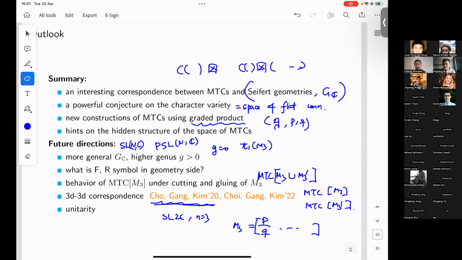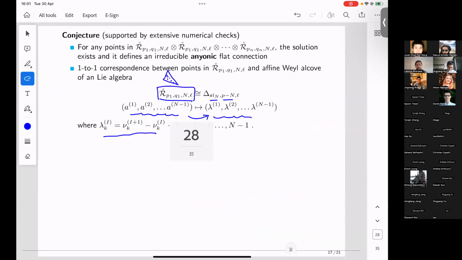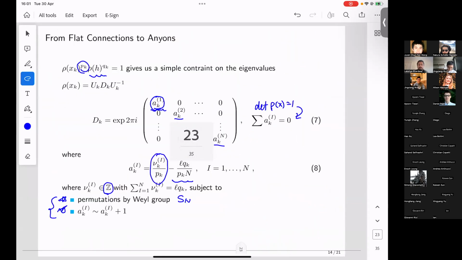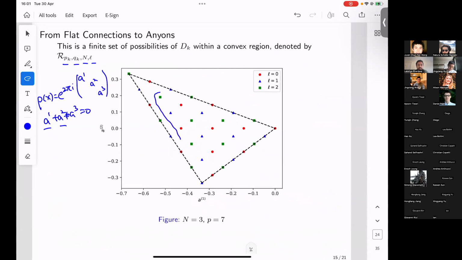Yeah, I can say something about non-semi-simple. We don't have a full picture yet, but the non-anionic part, so here, we're only looking at the interior of this region, because the boundary of this region is harder, and the proposal is that they correspond to non-semi-simple MTCs.